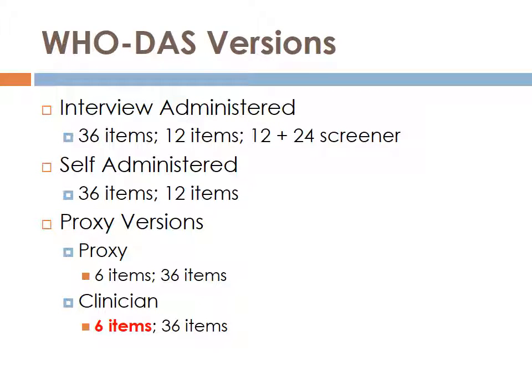Several versions of the HUDAS are available. These include interview-administered versions, self-report versions, and proxy versions, which allow someone other than the client to provide their evaluation of the client's functional abilities.